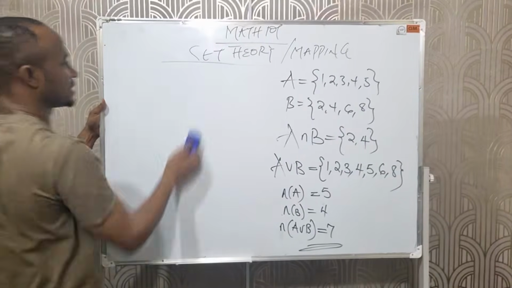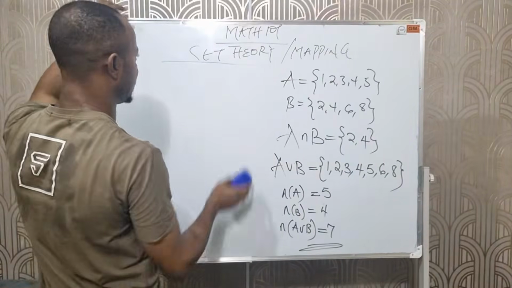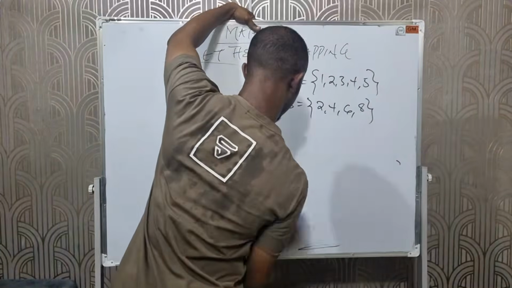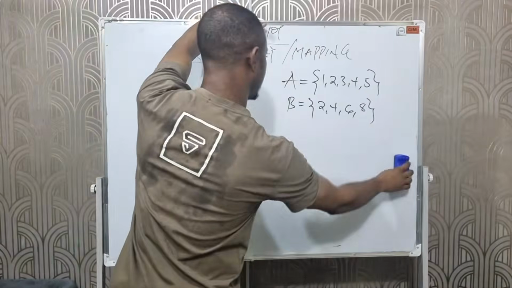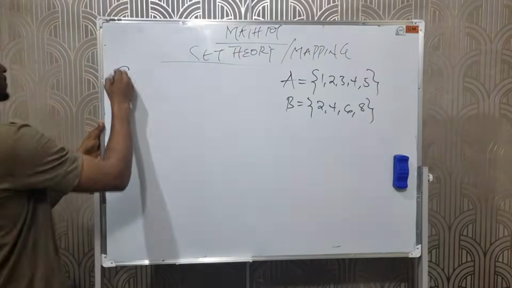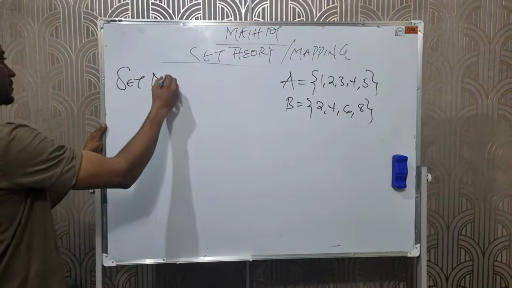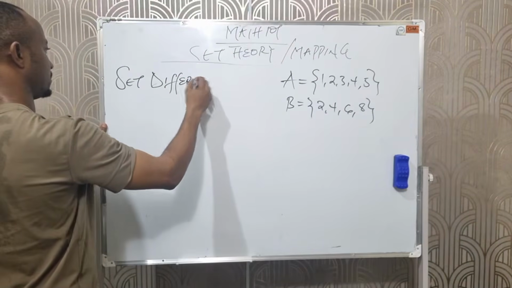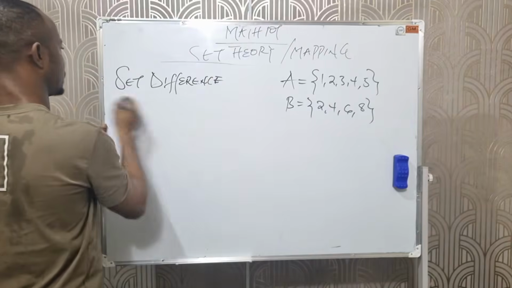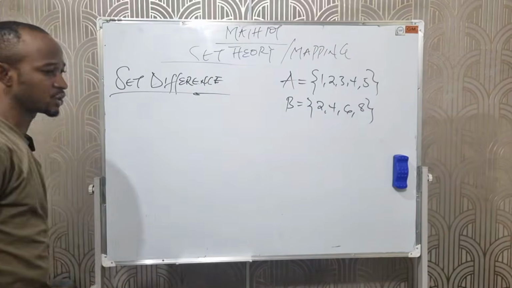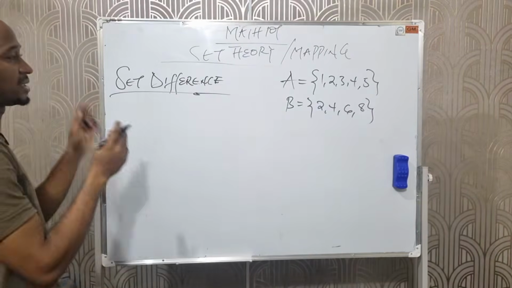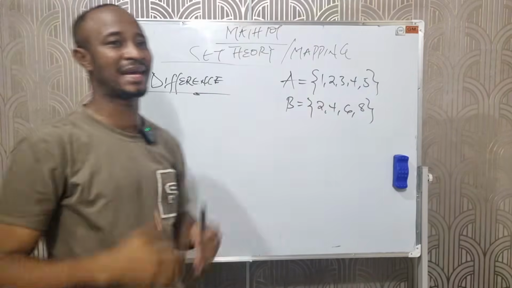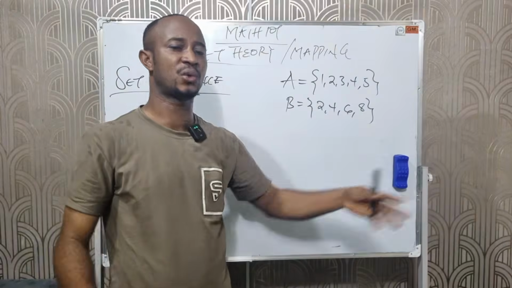The next one is called set difference. I won't talk much on this, but just take note that when you hear the word set difference, it's like saying every element that is found in a given set that is not in the other set. That's called a set difference.